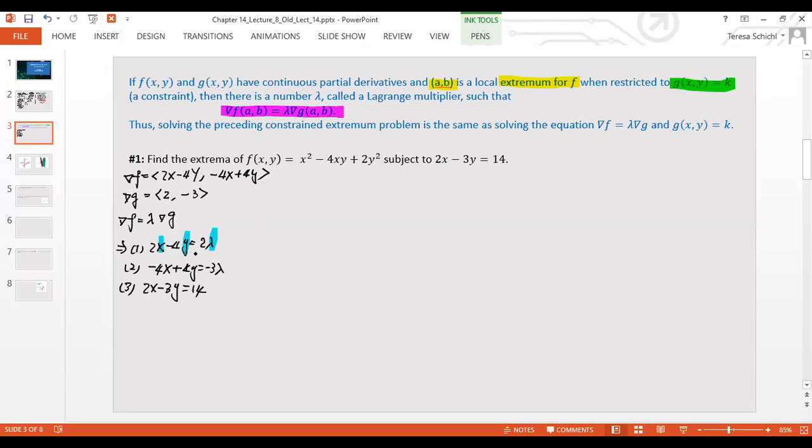Okay, now let's take a look. First of all, I want to solve it. I can do equation 1 plus equation 2.